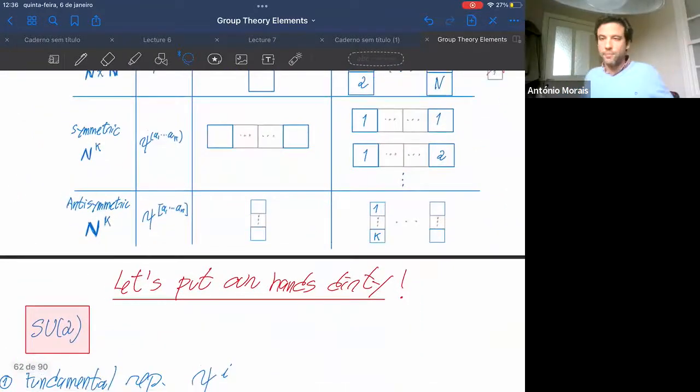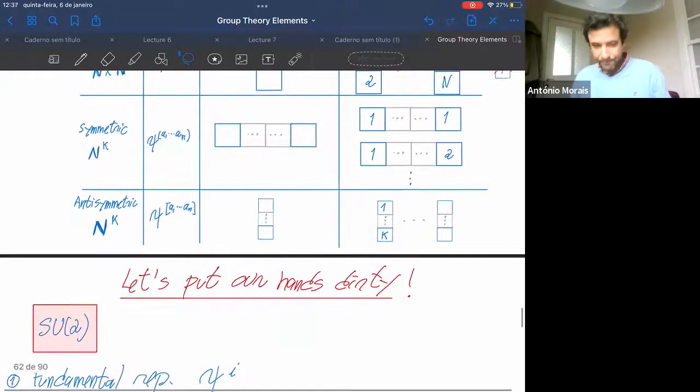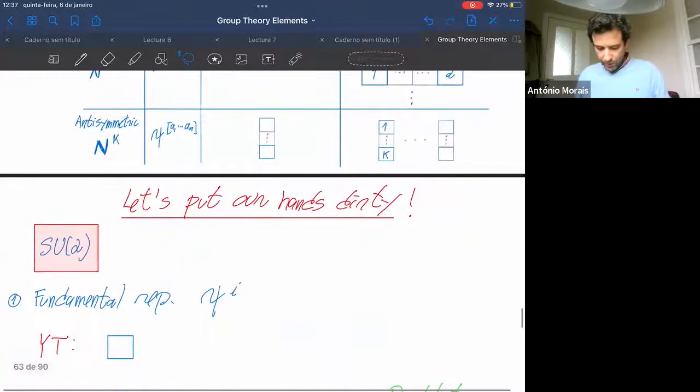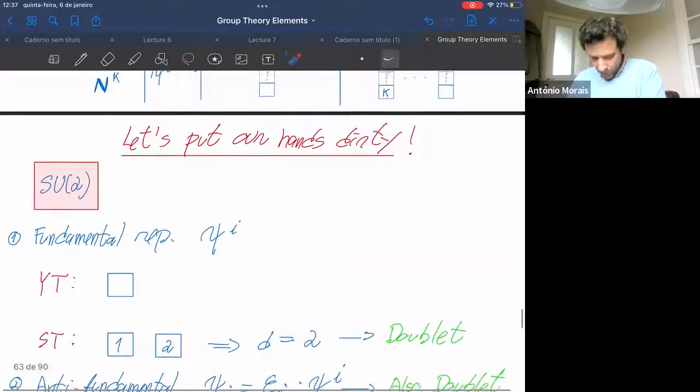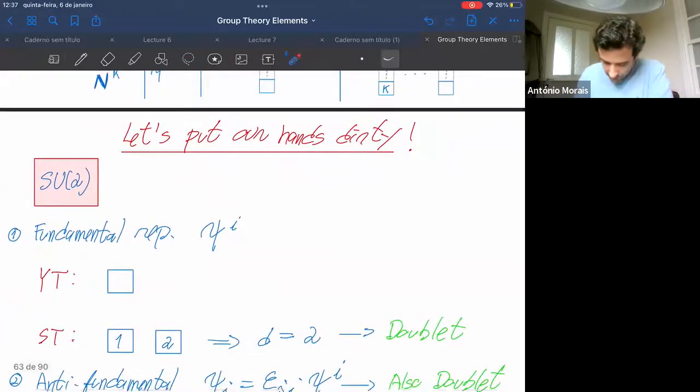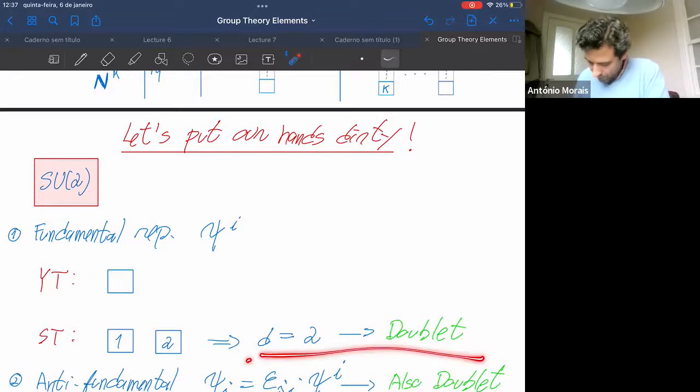Right, now let's get our hands dirty. That is, let's leave this abstraction and go to concrete examples. SU(2), let's start with SU(2). Fundamental representation of SU(2). The Young tableau is simply a box, as we have agreed already. There is only this index, there is one box. What are the standard tableaux? There are 2, as I said. So the dimension is the number of standard tableaux that we can count. So this is a doublet.